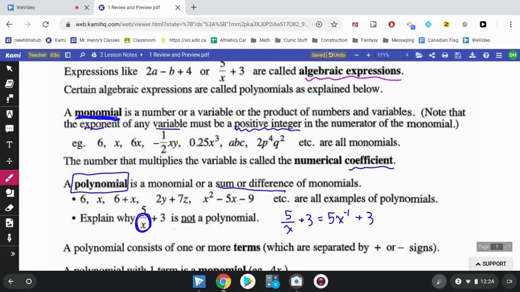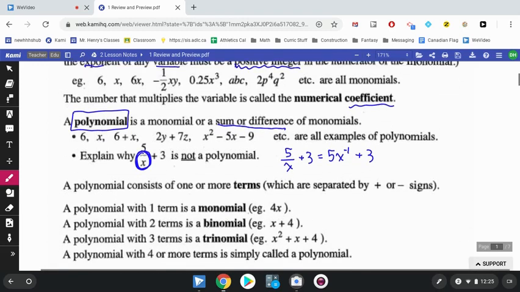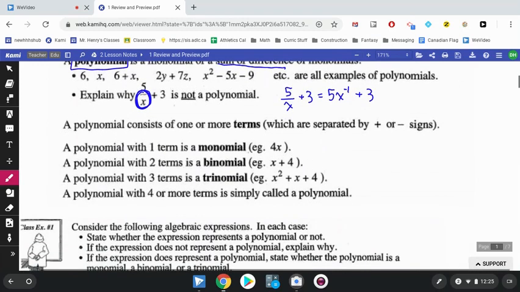If I had a decimal as my exponent, it's no good. If I have a negative as my exponent, it's no good. If I have a fraction as my exponent, it's no good. Polynomials, we're only talking about those positive integers. 0, 1, 2, 3, 4, 5, 6, 7, 8, 9, so on and so on. Okay, let's get to some naming.